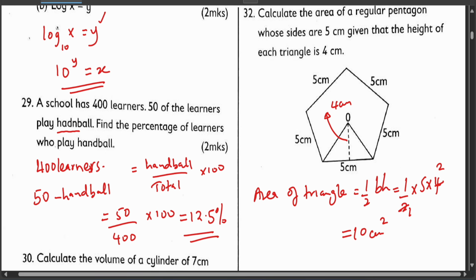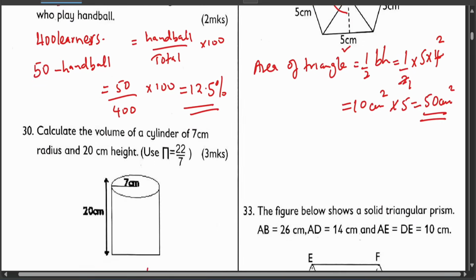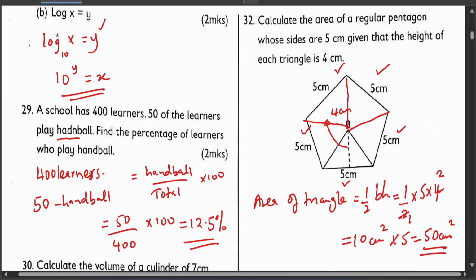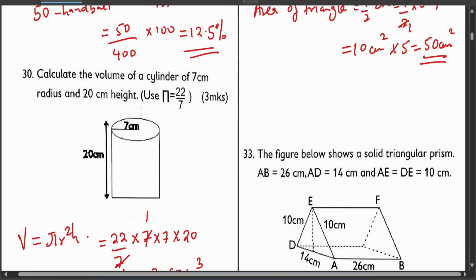But now how many triangles do you have? The number of sides will indicate the number of triangles that you have. So you have 5 sides because it's a pentagon, therefore you'll have 5 triangles with the same area, which is 10 centimeter square. So utachukua hiyo 10 centimeter square, utamultiply na 5, itakupa 50 centimeter square, and that is your answer. So answer nyingine no.